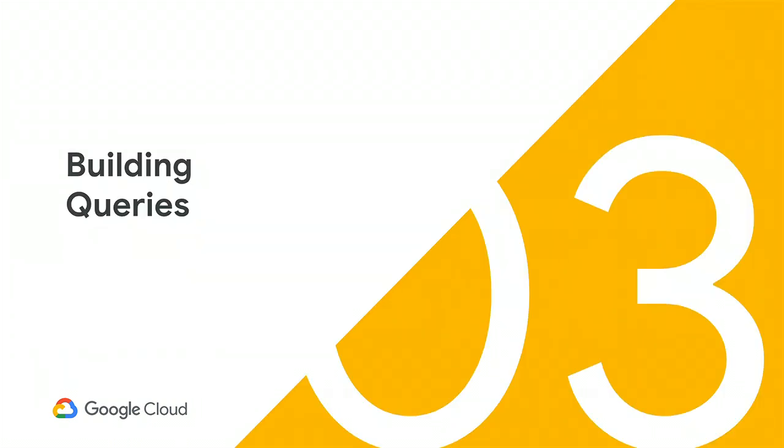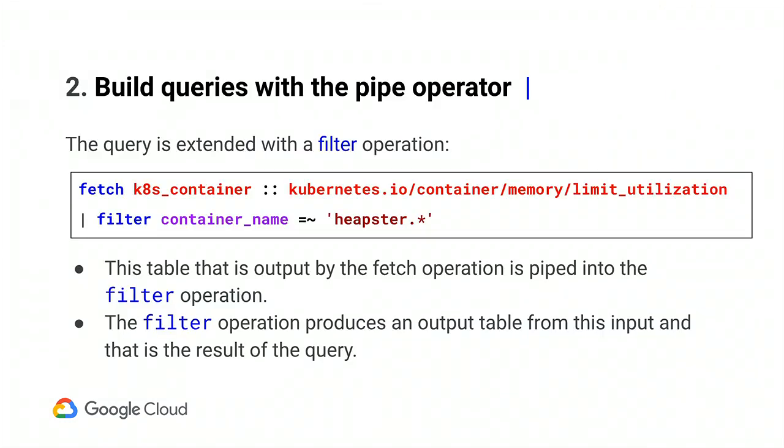All right. Now let's start building queries from that base. We build queries with a pipe operator. That's the method by which parts of queries are composed. Here we have the fetch operation we saw before connected by the pipe operator to a filter operation that we've added. And the way this works is the fetch operation produces a table. It's piped by the pipe operator to be the input to the filter operation, which transforms that table in some way and produces it as output, which is then the output of this query.